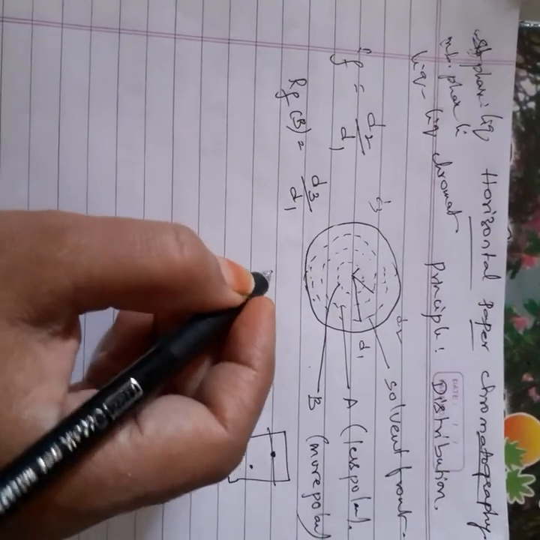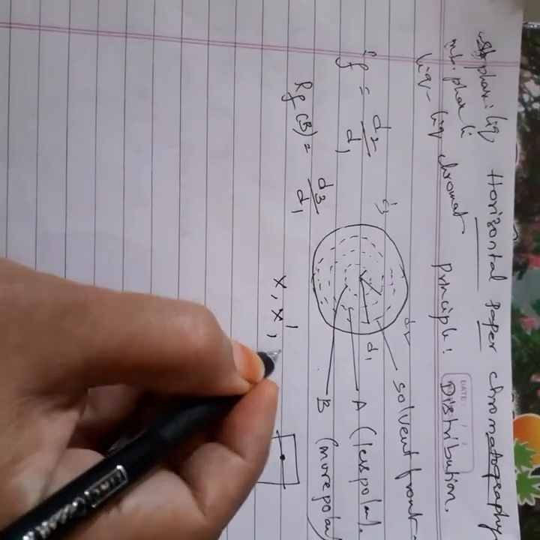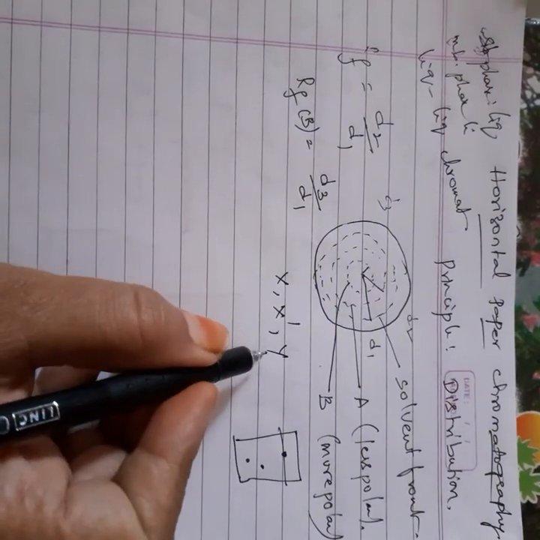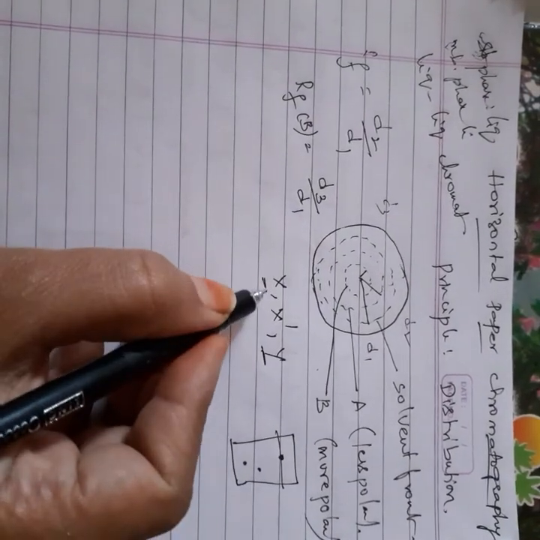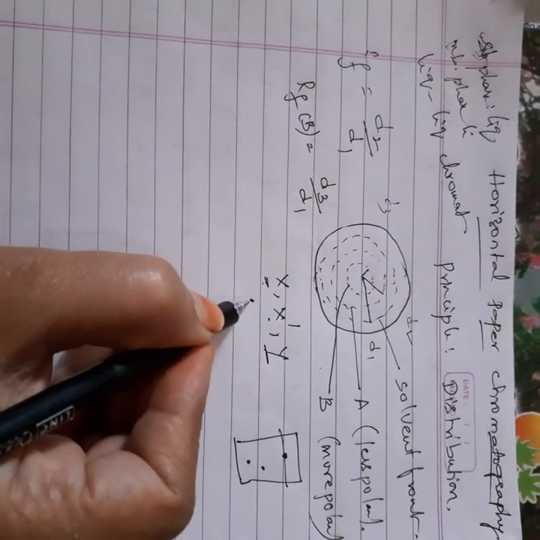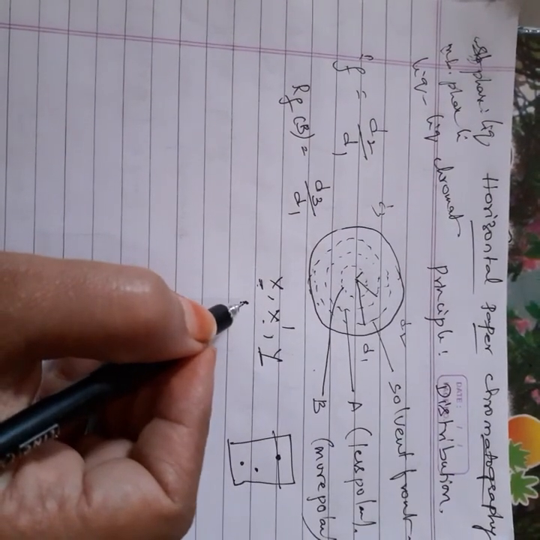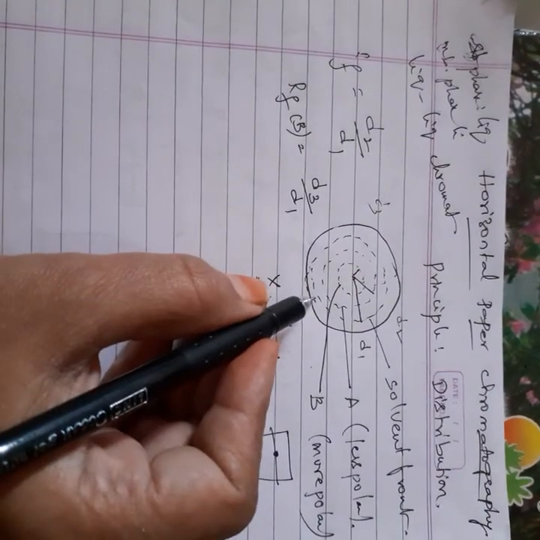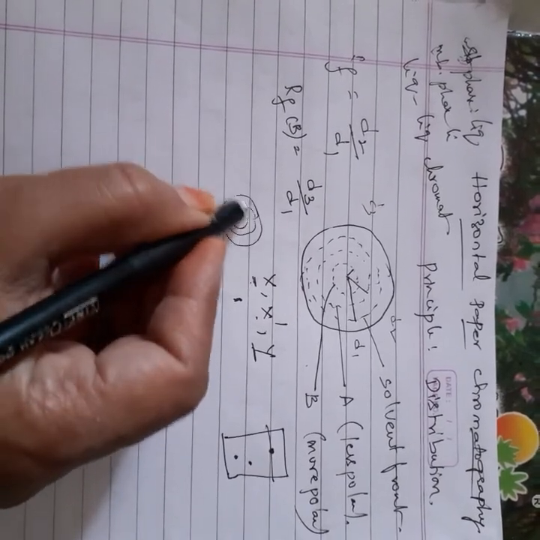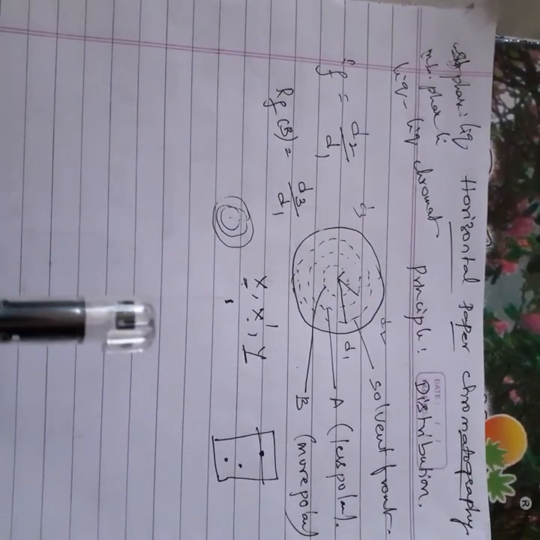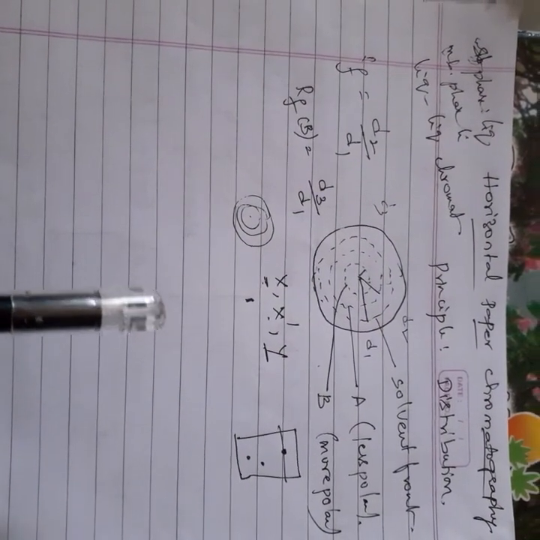Let us suppose the sample I want to separate contains X, X dash and Y. Sometimes when you use ascending or descending paper chromatography, it will give only two spots, because X and X dash become very close like this. You may think that this is a total of 1, but if you separate this sample by using horizontal paper chromatography, then automatically you will get 3 resolutions like this. So that's why horizontal paper chromatography is more useful compared to ascending and descending paper chromatography.